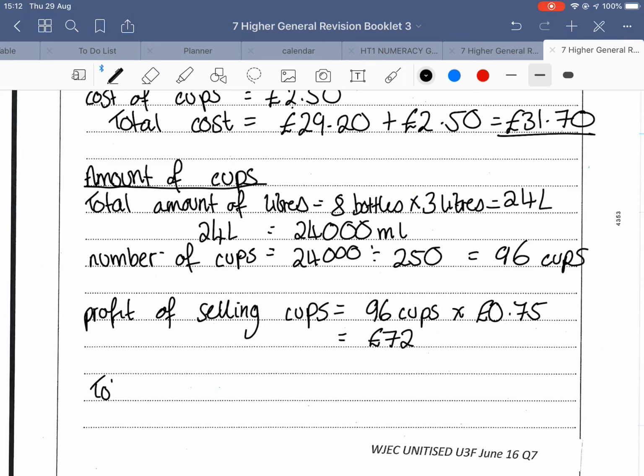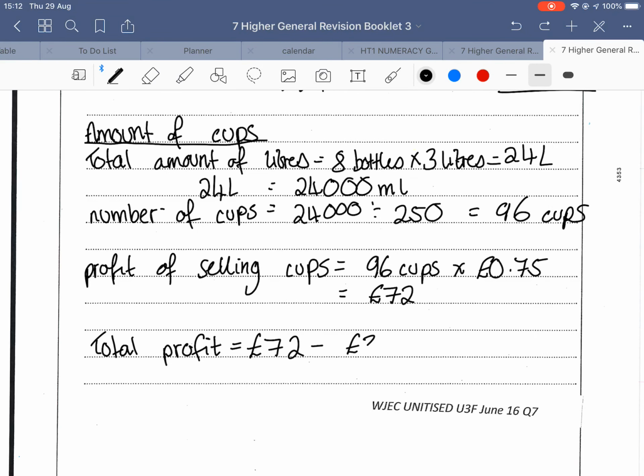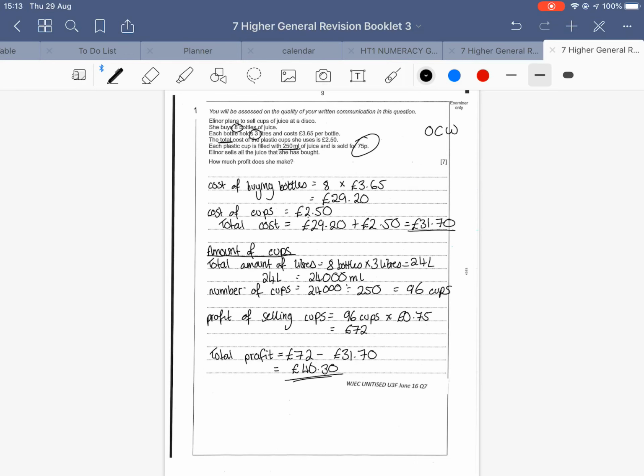So total profit. So if she's made £72, but it cost her £31.70, just need to take those away. So she's made a profit of £40 and 30p. That's not bad for just buying a couple of bottles and filling the cups.